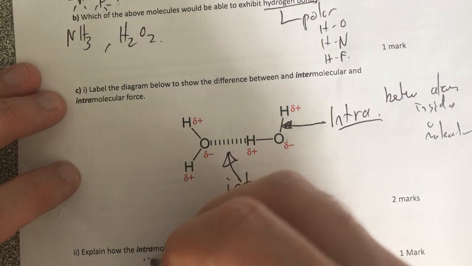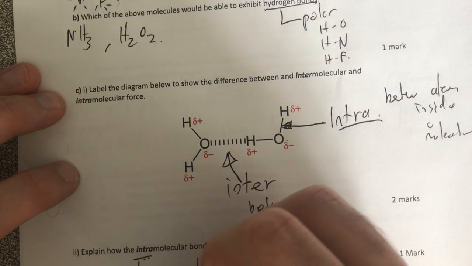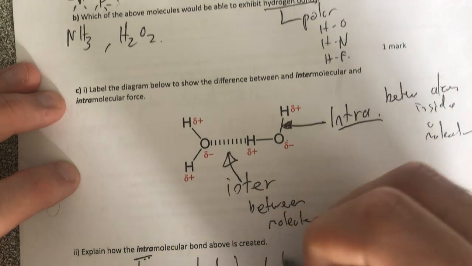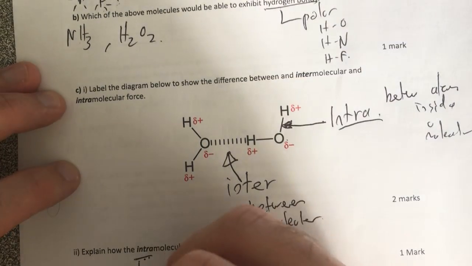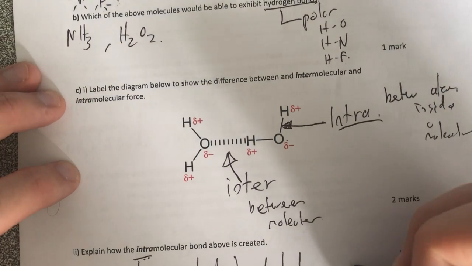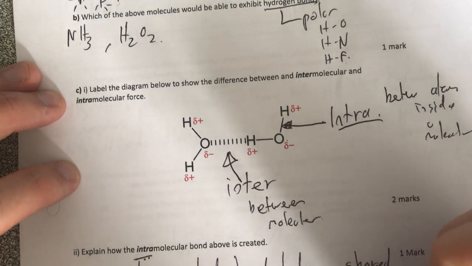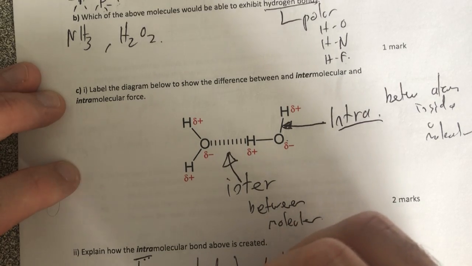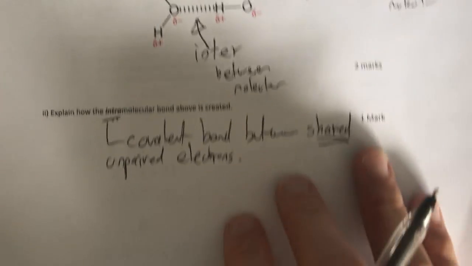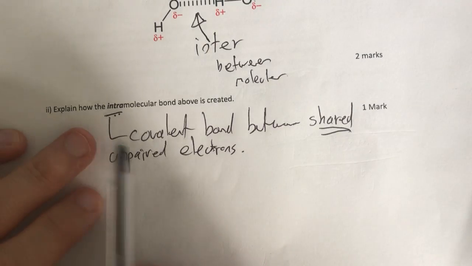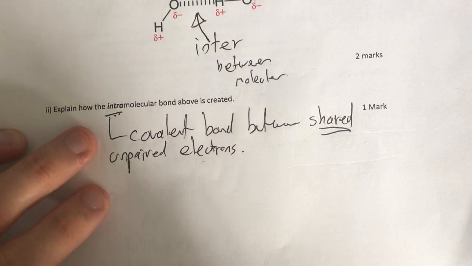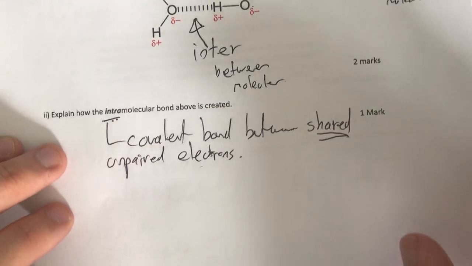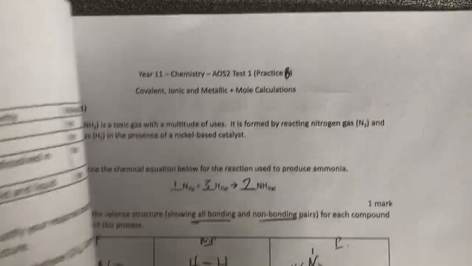Well, this intra bond is a covalent bond between shared unpaired electrons. That's how the bond is formed. It's formed when unpaired electrons are shared. And that's the answer there. That's the answer for question 4. And question 5 will be next.